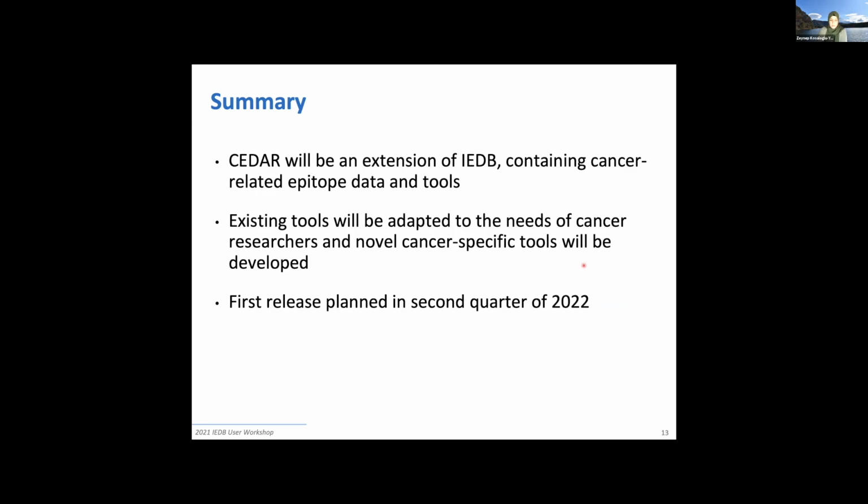So to summarize, we started developing CEDAR, which will be an extension of the IEDB and will contain cancer-related epitope data and tools. We will adapt existing tools from the IEDB so that cancer researchers can easily use them for their projects, and we will also develop new tools. CEDAR is not online yet, but we are planning the first release next year, so keep an eye out for that for sure.